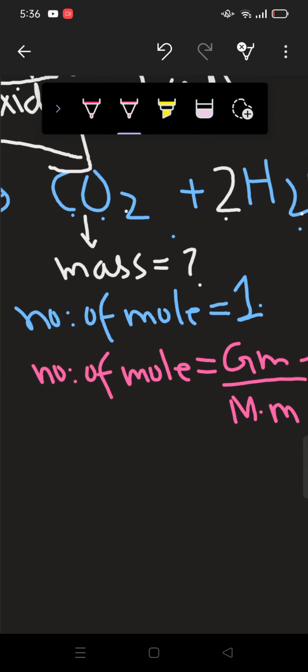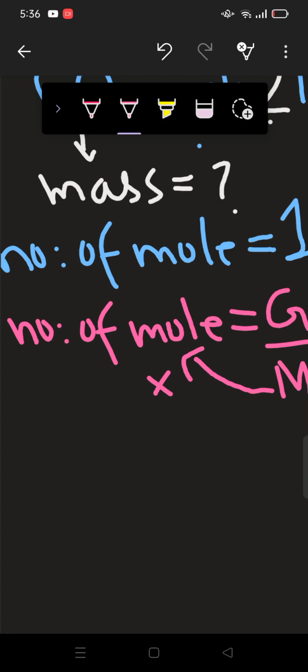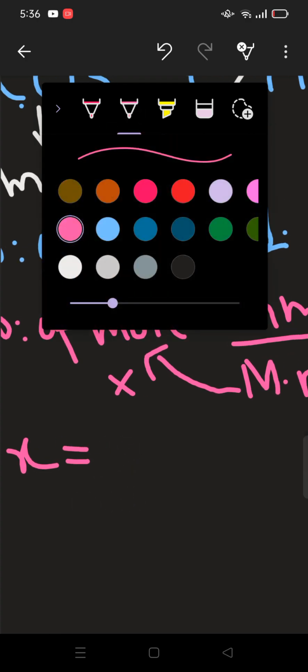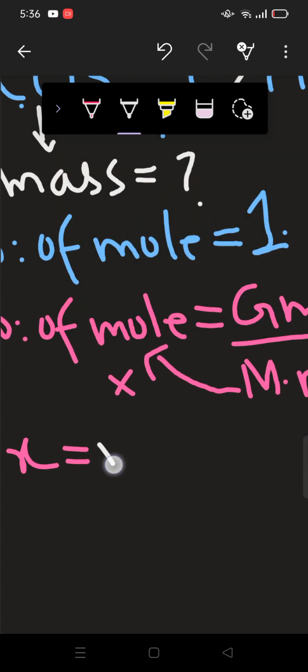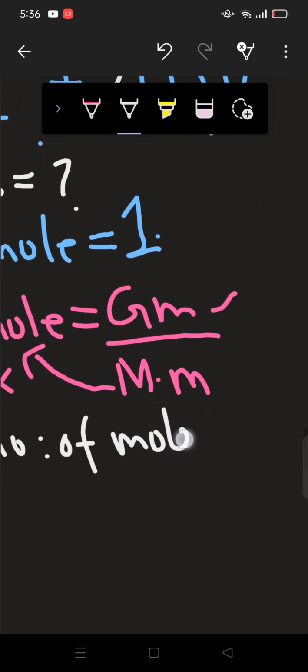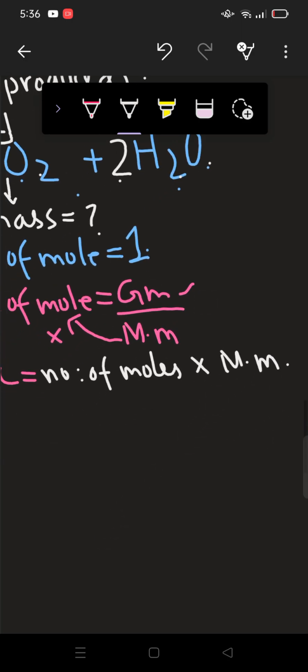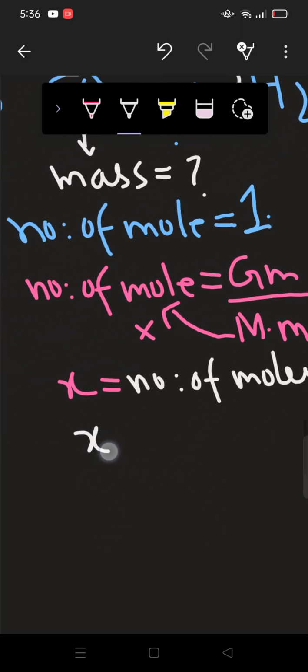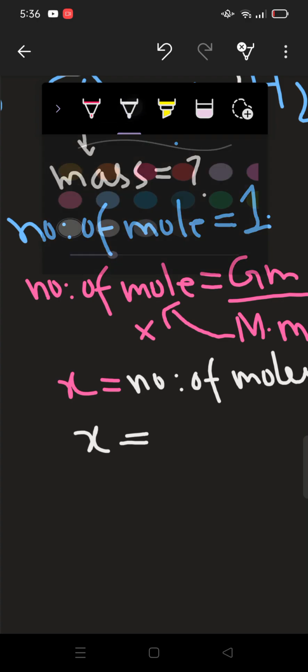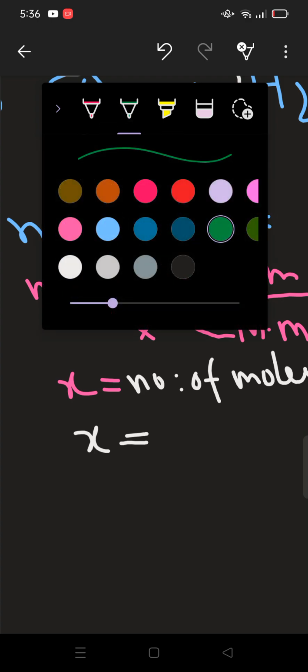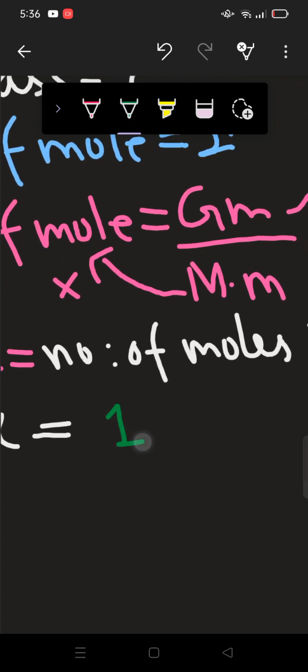Here molar mass is divided, so when we move it to the other side it will be multiplied. So let the gram, or the given mass, be x. x is equal to number of mole into molar mass, and we're going to get the given mass, right? So x is equal to the number of moles. We actually have 1 mole.